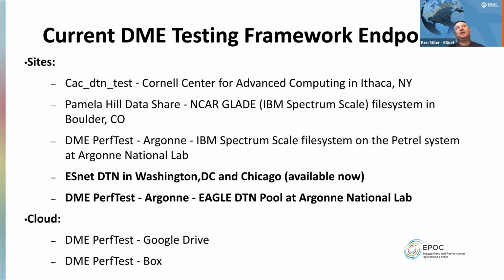As an example of this DME testing framework, we have a series of sites around the country that set up these data transfer sets. One is in New York, one is in Colorado, one is in Chicago. We have one in Washington now, and the one in Chicago on ESnet is now available. We just got that tuned literally last Thursday, I think. There's also a new DTN pool at Argonne National Lab, a new data transfer set that can pull from a different file system on the back end.